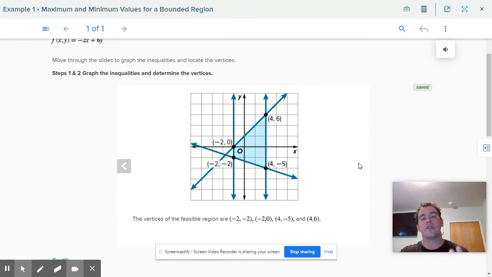And then we're going to take the vertices. A vertex is like a corner or a point. Right here, it's all of our intersections, so where things are intersecting. We have four different intersections. We have 4, 6 at the top. If we go straight down, we have 4, -5. We have -2, -2, and we have -2, 0.